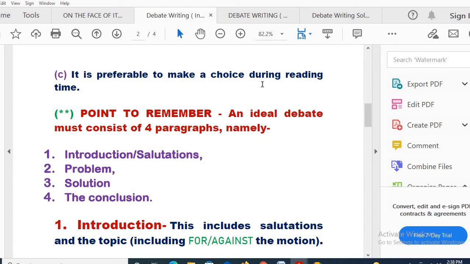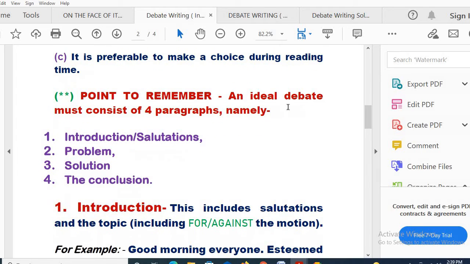It is preferable to make a choice during reading time. Yes, now see, while you are reading the question, you have to make a choice. Okay, if normally it is given without mentioning for or against the motion, then obviously it depends on your choice, how you want to present the topic in the exam hall, how you want to write it. Now whether you want to write it for the motion or against the motion, preferably it depends on your reading time, and preferably it depends on the choice that you are making. Okay, so I hope up to this it is clear to all of you.